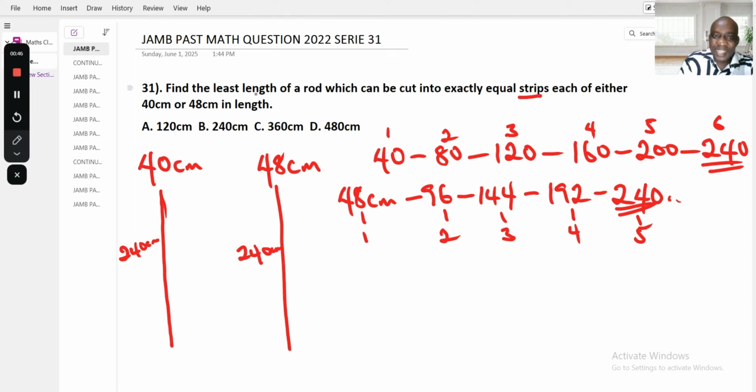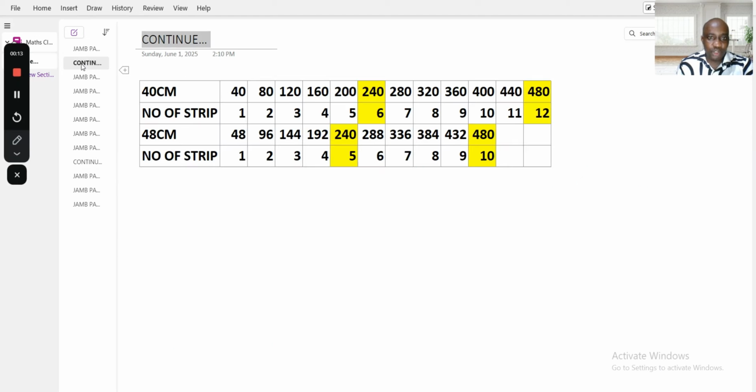The question said the least length of the rod, which means 240 is the least one that we can use, that will give us the same rod. A welder cuts this into 40 centimeter, 6 pieces, it's the same 240, and cut this one, it will be equivalent to 240. This one I calculated on Excel.